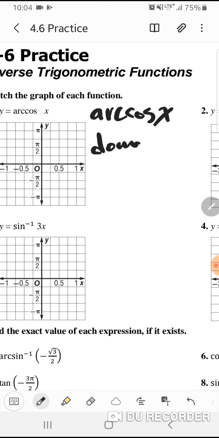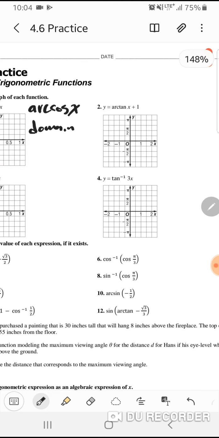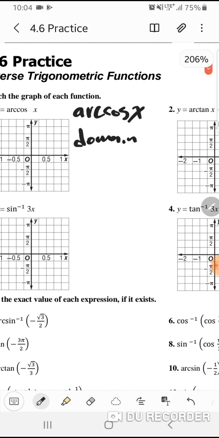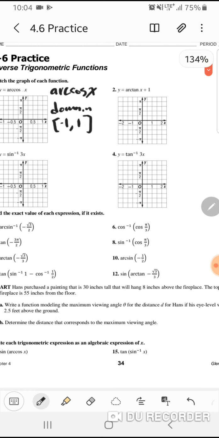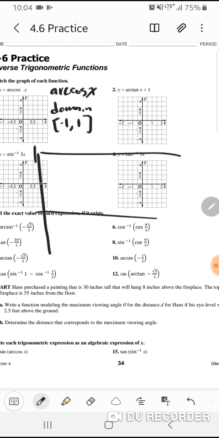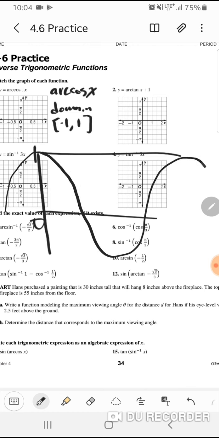Now arc cosine x has a domain of -1 to 1, because cosine has a graph of something like that, right? And that's 1 and -1. This part's -1.